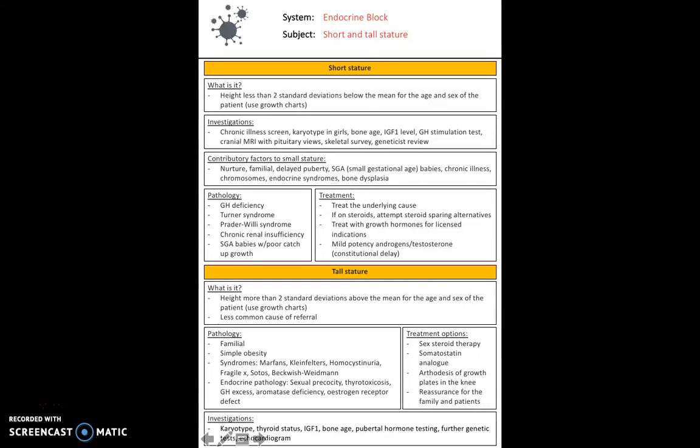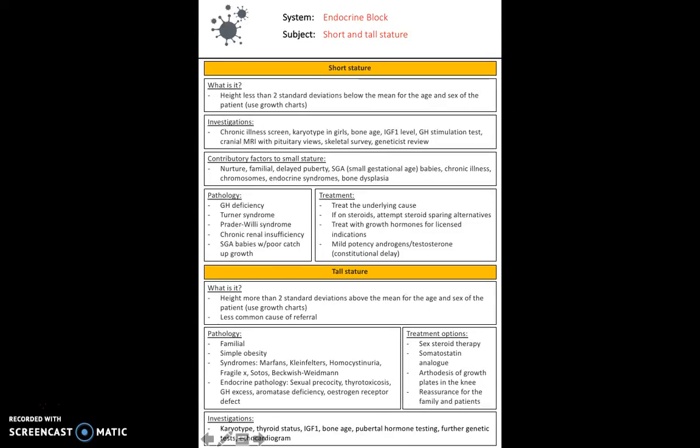Things that can contribute to having short stature, this may be nurture, so for example how you're brought up, familial, delayed puberty, or simply a small gestational age where you've not caught up. The pathology behind it might be a growth hormone deficiency, Turner's syndrome, Prader-Willi as we mentioned earlier, a chronic renal insufficiency, and again SGA babies with poor catch-up growth. And again, we're always looking at treating the underlying cause.